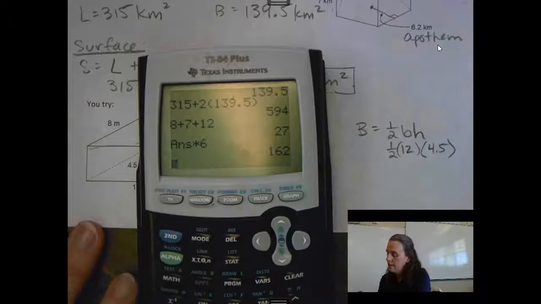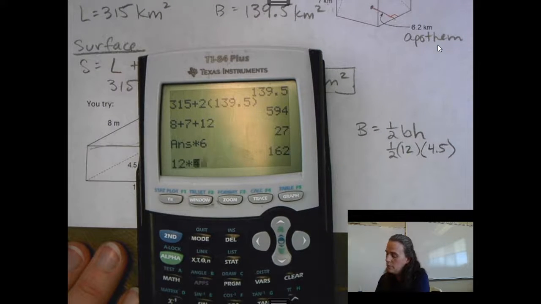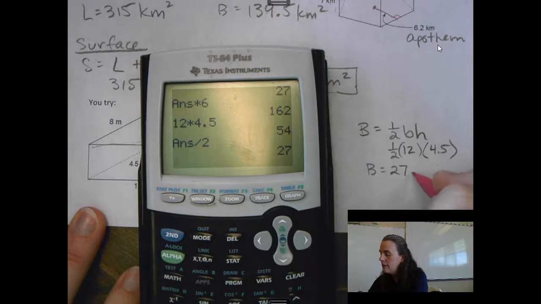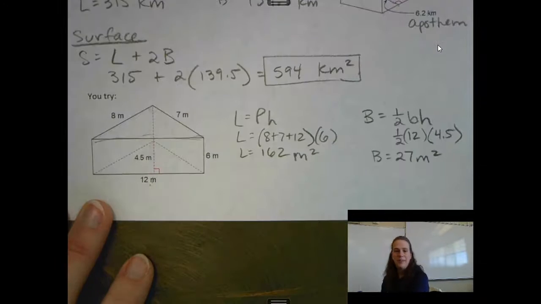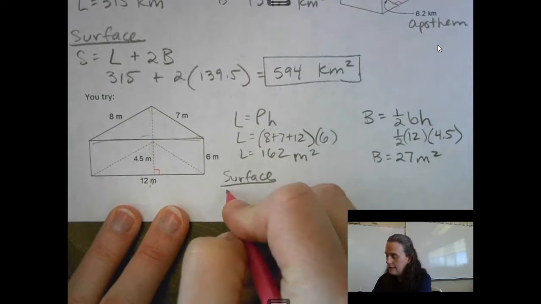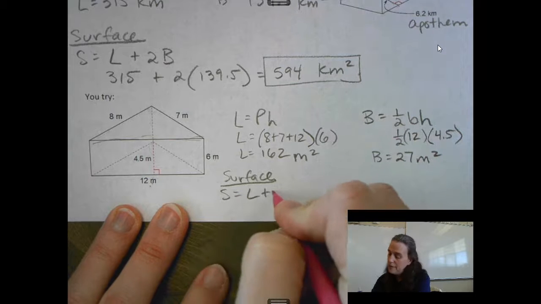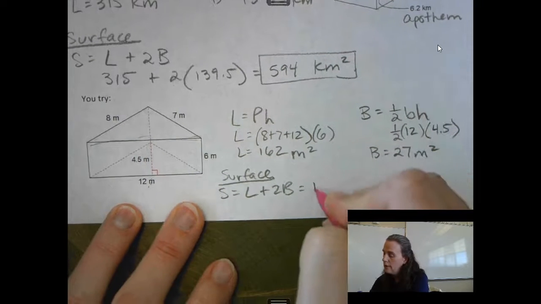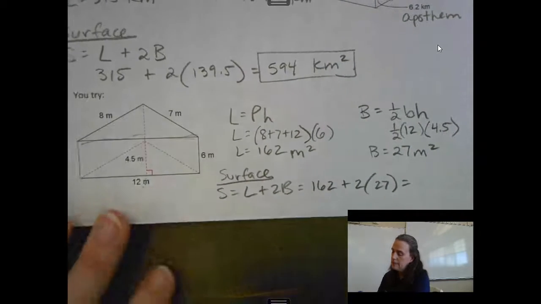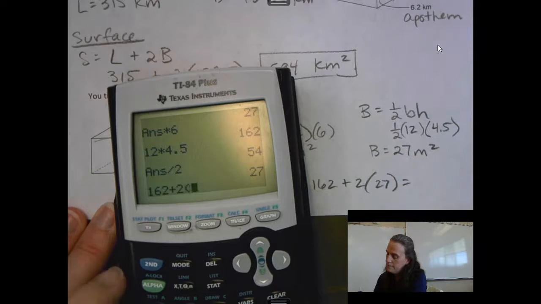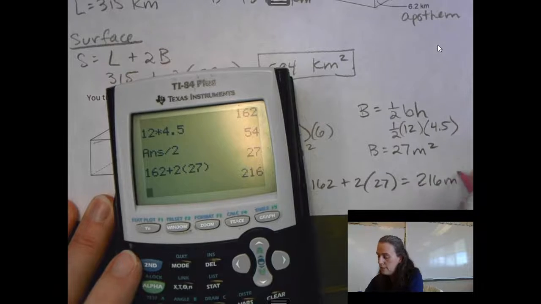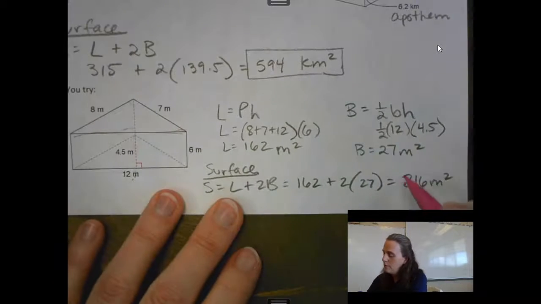Let's find out what that is. 12 times 4.5 divided by 2. Did you get 27? 27 meters squared. Okay, then we'll put it together. Surface area is lateral area plus 2 bases. So 162 plus 2 times 27: 216 meters squared. We got it. Woohoo!